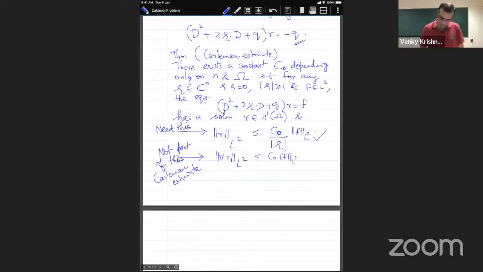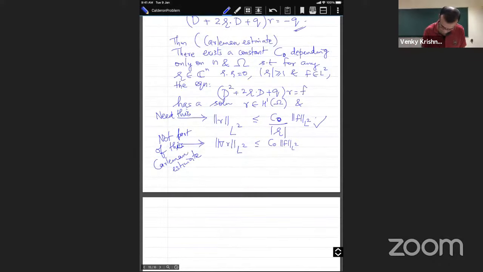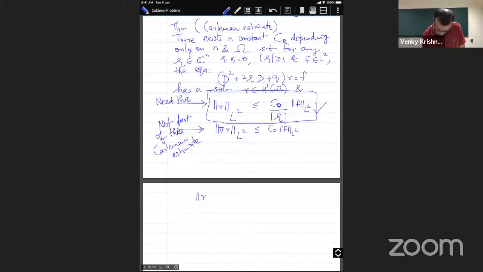But you see what this is saying. What is it that we have over here? If I just transform this equation, what we have is that R L2 is less than or equal to some constant over mod zeta times the L2 norm of e to the minus i x dot zeta of minus Laplace plus q of e to the i x dot zeta R. So this is what I mean by saying it's an L2 Carleman estimate, right?